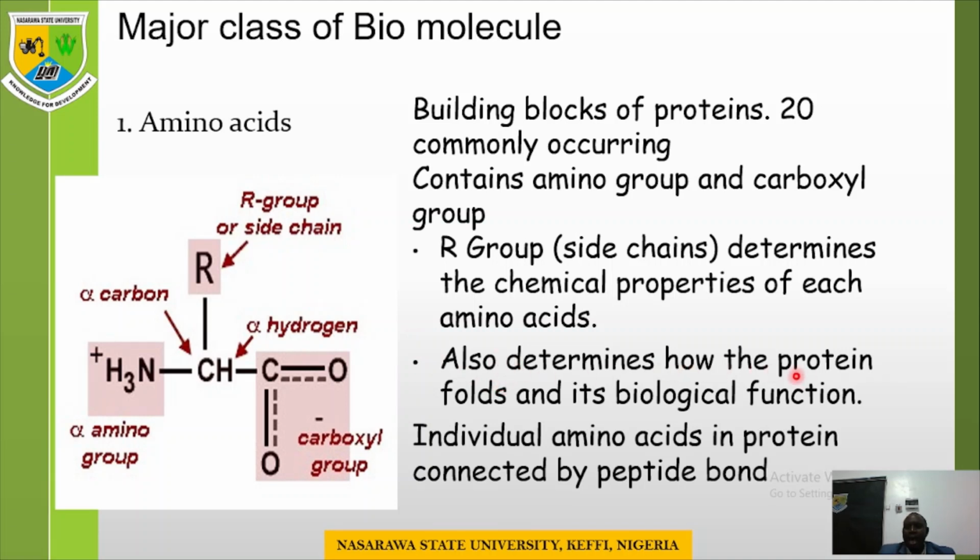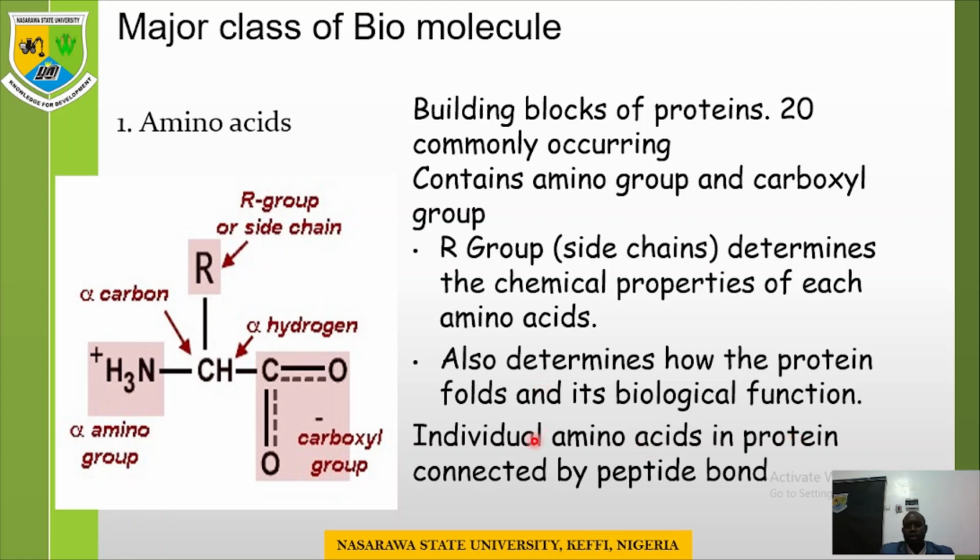It also determines how the protein folds and its biological function. The R group, the properties of the amino acid, will determine how the protein is going to fold. And the way a protein is folded will also affect the function of the protein.